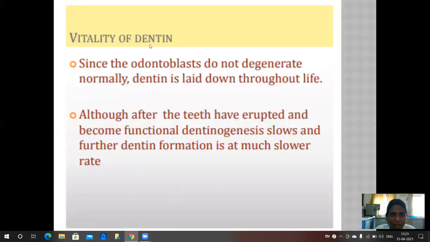Then we move on to the vitality of the dentin. Since the odontoblasts do not degenerate normally, dentin is laid down throughout our life. Although after the teeth have erupted and become functional, dentinogenesis slows and further dentin formation is at a much slower rate.